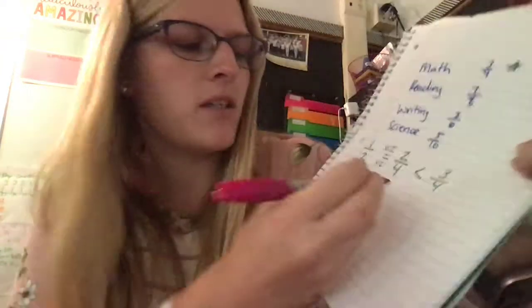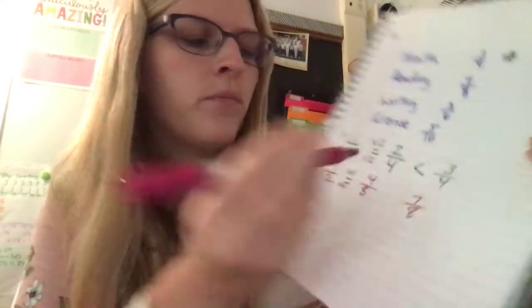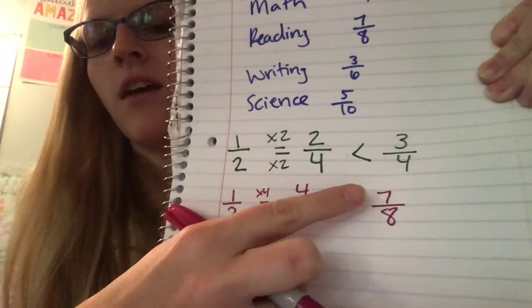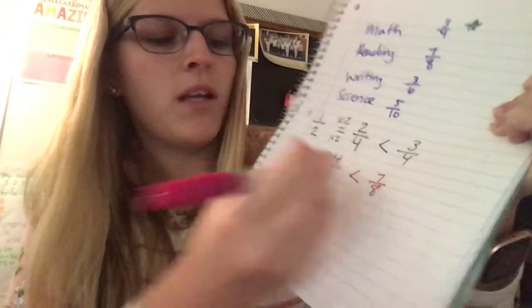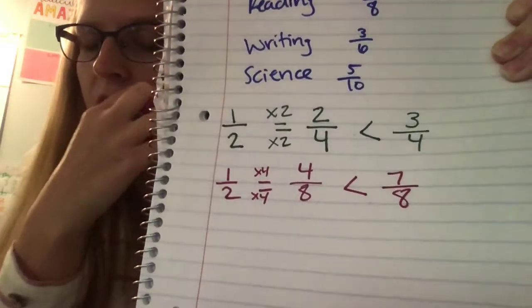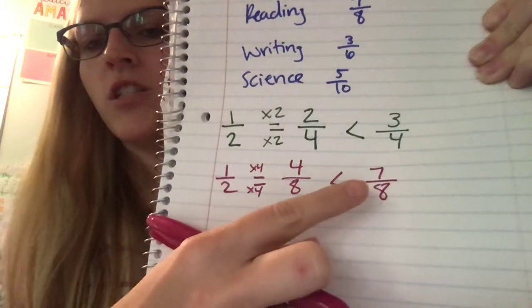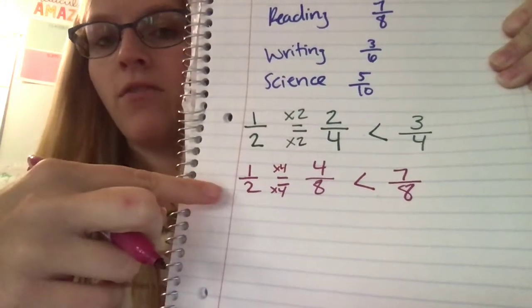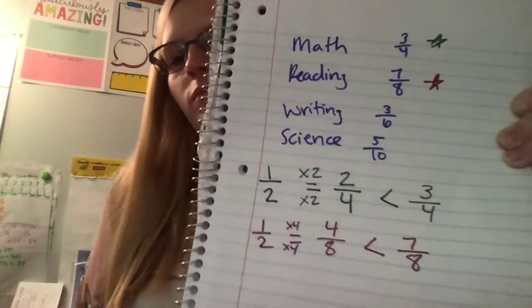Okay, so now I've got my same denominator. I'm going to pull down my 7/8 and compare. 4/8 compared to 7/8. I know that 7 is bigger than 4, so this one again is less than. She spent more time, more than 4/8 or half an hour. So reading is a star.